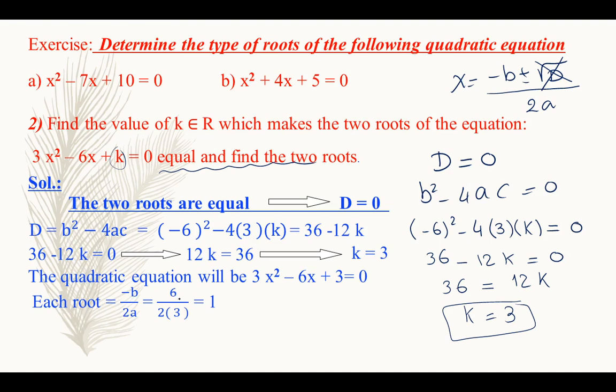We know from the quadratic equation that b equals negative 6, so negative b equals 6. So it is 6 over 2 multiplied by 3. The result will be equal to 1. So each of the two roots equals 1.